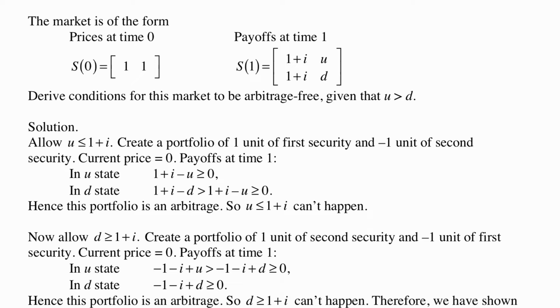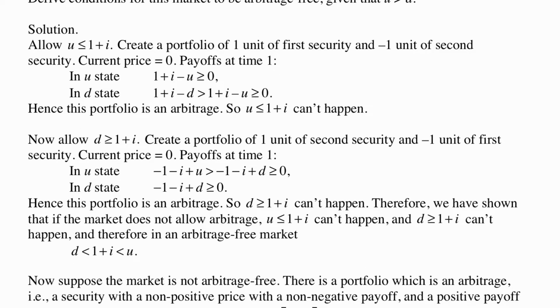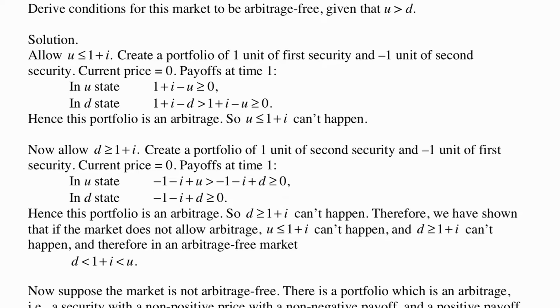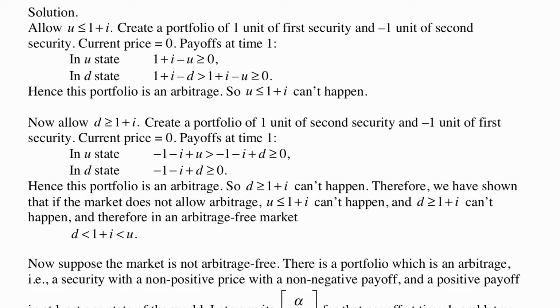So we will derive the conditions for this market to be arbitrage-free, given that U is more than D. But of course you could assume that D is more than U, but then you just change the names, and the up security is U, and the down security is D. That's all. So here is a discussion of this.